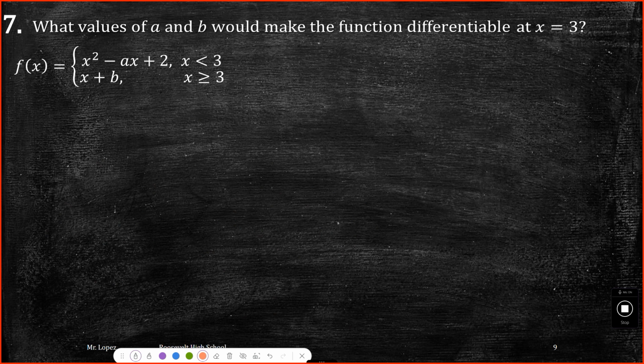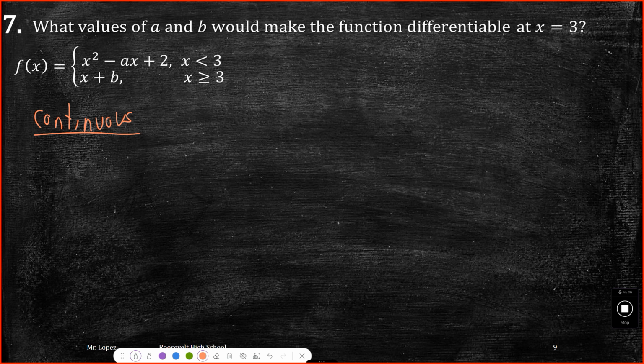Okay, so now, what values of a and b would make the function differentiable at x equal to 3? I'm going to assume that it is differentiable. And since it is differentiable, it must be continuous. And if I believe that, then I can do this problem. So assume continuity. Because I want it to be continuous so that I can solve for a and b, then I can just plug it in.